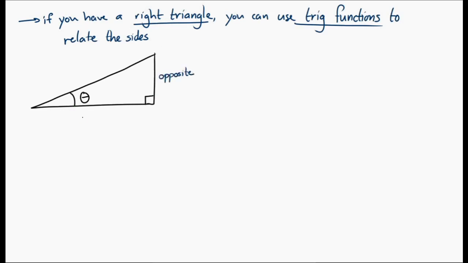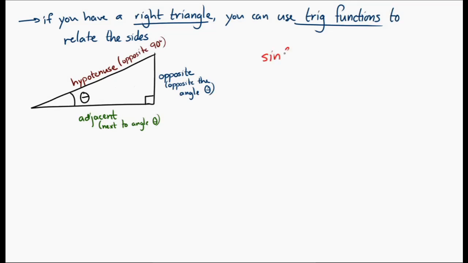Now, the side opposite of the right angle, that's always called the hypotenuse. And if we think about this angle, we can call the side opposite it the opposite side, and the side next to it the adjacent side. Adjacent is just a fancy word for next to. So there are these three trig functions, and there are others, but we're going to focus on these three: sine, cosine, and tangent.